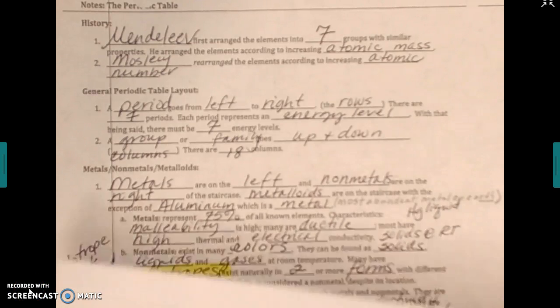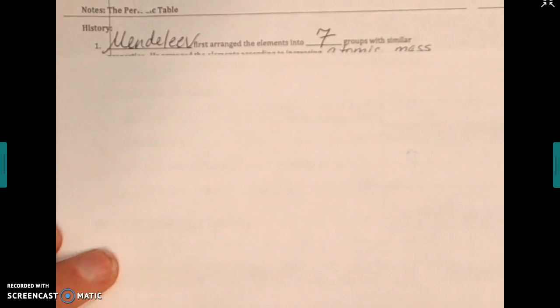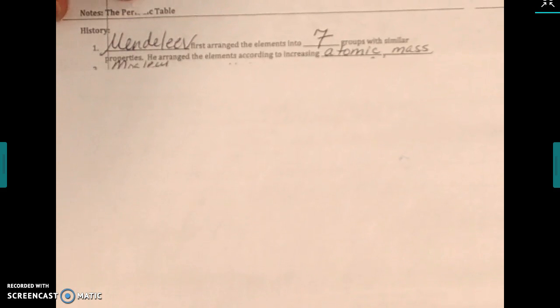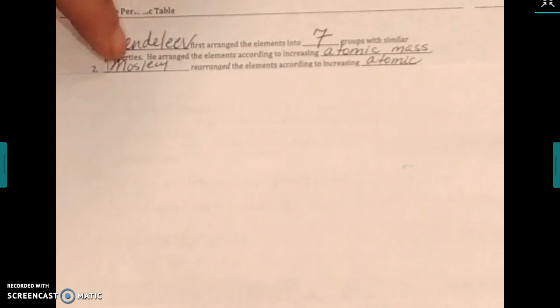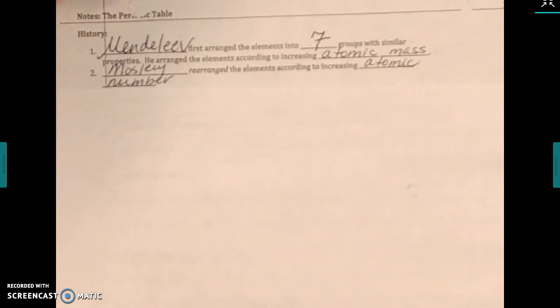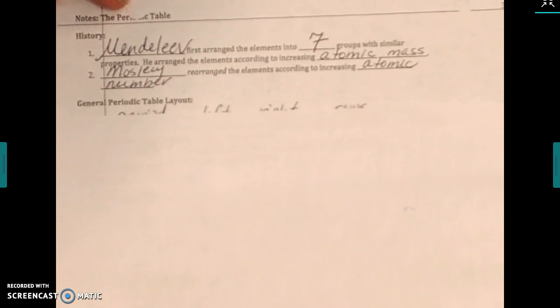Okay, so we're going to talk about the periodic table. This is for PreAP. Let's go over. So we learned that Dmitri Mendeleev first arranged the elements into 7 groups with similar properties. He arranged the elements according to increasing atomic mass. Later on, Henry Moseley rearranged the elements according to increasing atomic number. That's the one we use today. That will be a test question, so make sure you memorize that.